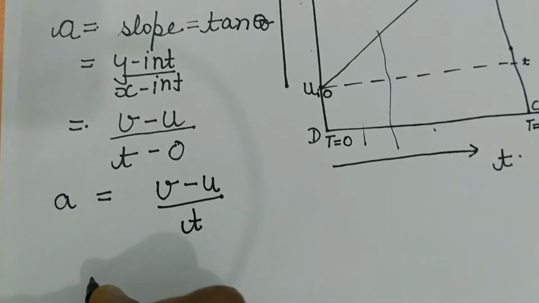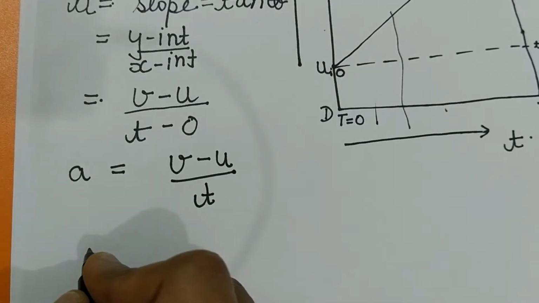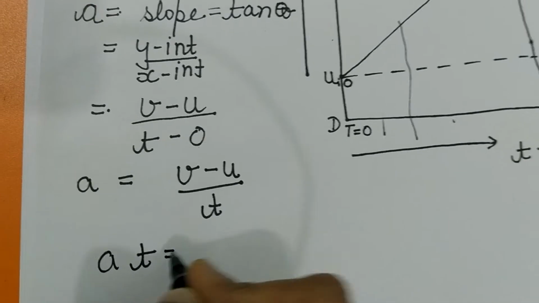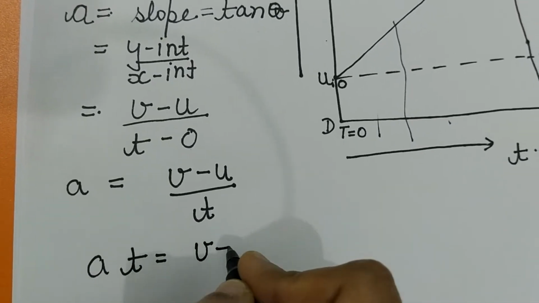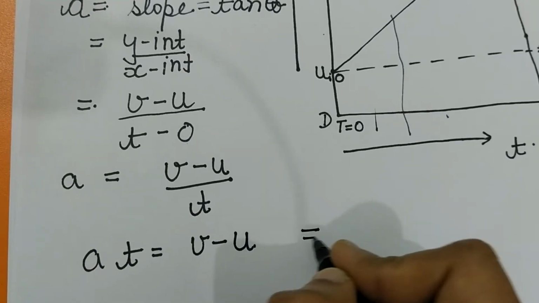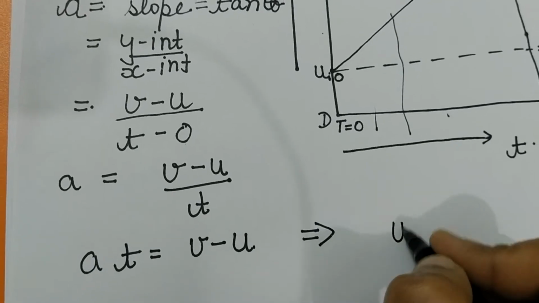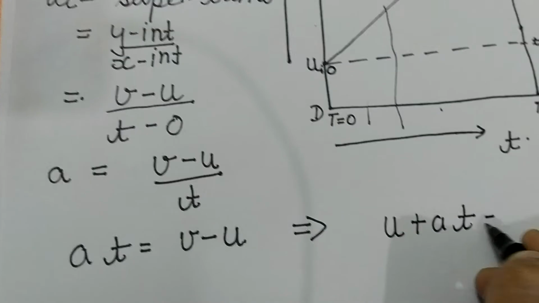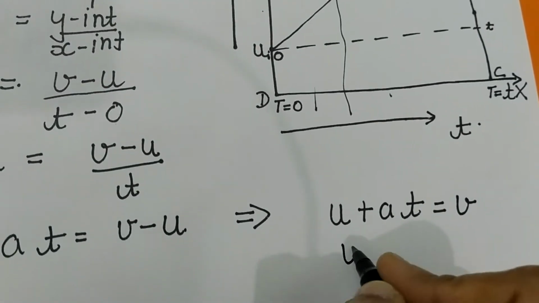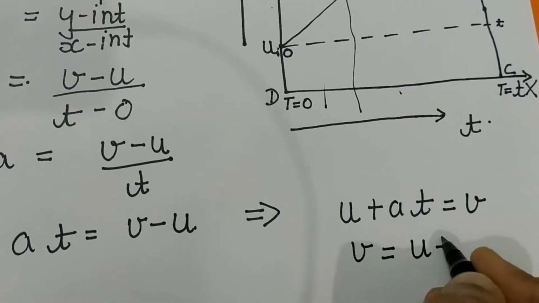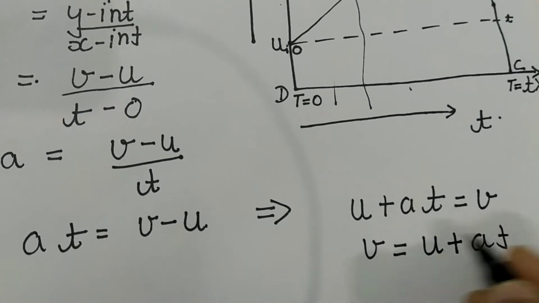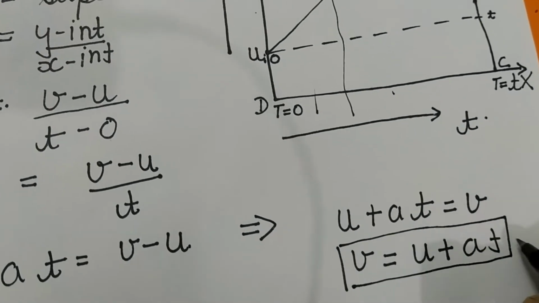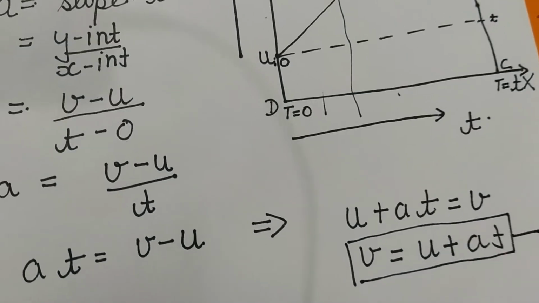Now we will rearrange this equation. t will go to this side. at is equal to v minus u, and rearranging this equation, u plus at is equal to v, that is, v is equal to u plus at. So this is the required equation, that is, the first equation of motion.